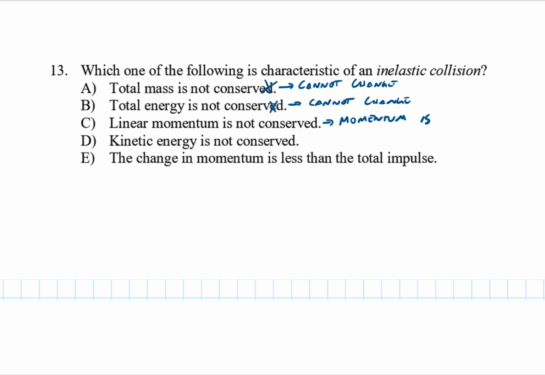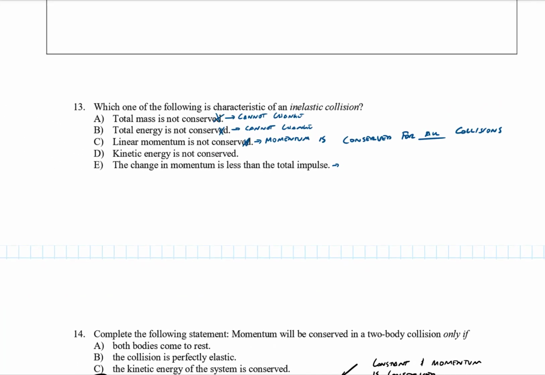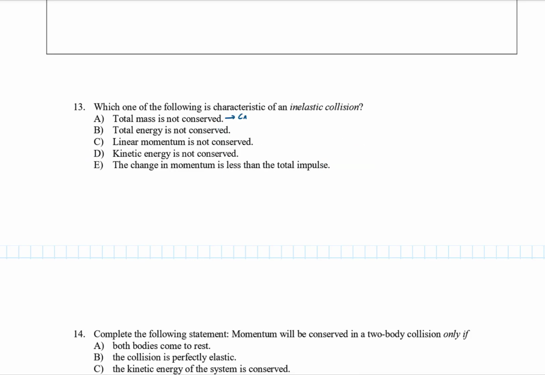Same with linear momentum. We know in this collision, momentum has to be conserved, even though these objects hit and stick together. For all collisions, momentum is conserved. And then the change in momentum is less than the total impulse. Well, but by definition, the change in momentum and the impulse have to be the same. That's what they are. And so the only choice that we have is that kinetic energy is not conserved. And that's what happens. We haven't talked about those yet, but I really wanted to go through the what's not true choices.